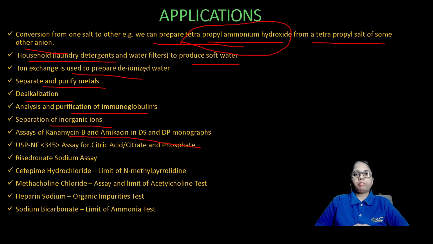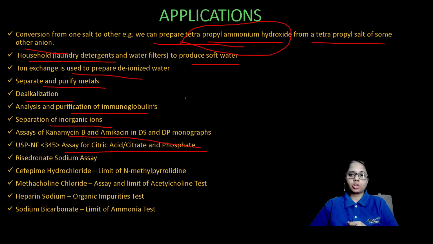Ion exchange chromatography can be used as an official method in the assay of 𝘾𝙀𝙎𝑏 and 𝘾𝙀𝑒 in drug substance as well as drug product monographs. That means in the formulation products also you can use this ion exchange chromatography for assay of these two compounds. Okay, officially they have done this. And USP/NF chapter number 345 contains the assay for citric acid or citrate and phosphate. So this assay is also officially using this ion exchange chromatography technique.